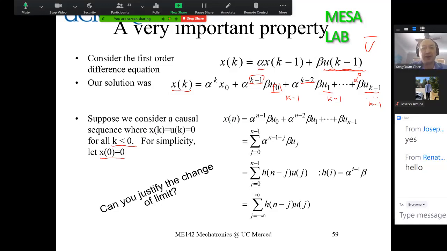So we can write down the k, let's replace k with n. So alpha to the power of n minus 1, okay, and u0, and here we can keep going until you have n minus 1. Okay, so you can see that because x0 is 0, we can ignore this term, and only take care of this one.